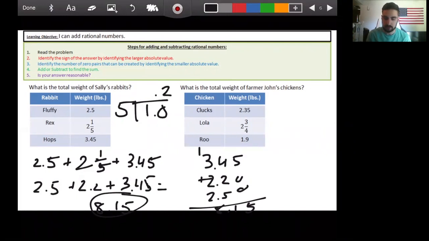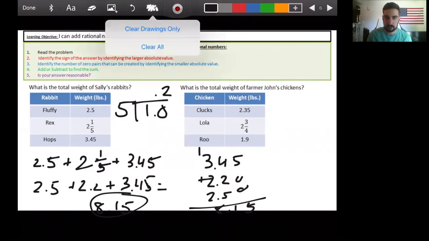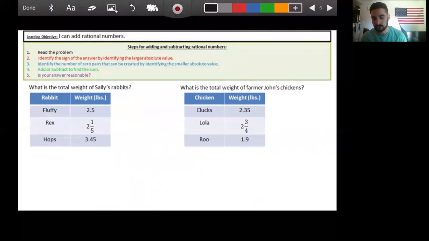Go ahead and pause your video. You'll do the one on the right. I'm going to clear this. So we want the total weight of the chickens here. So we have the 2.35 plus the 2 3/4, which I'm just going to go ahead and put as 2.75 right now because we would make that a decimal, and 1.9.